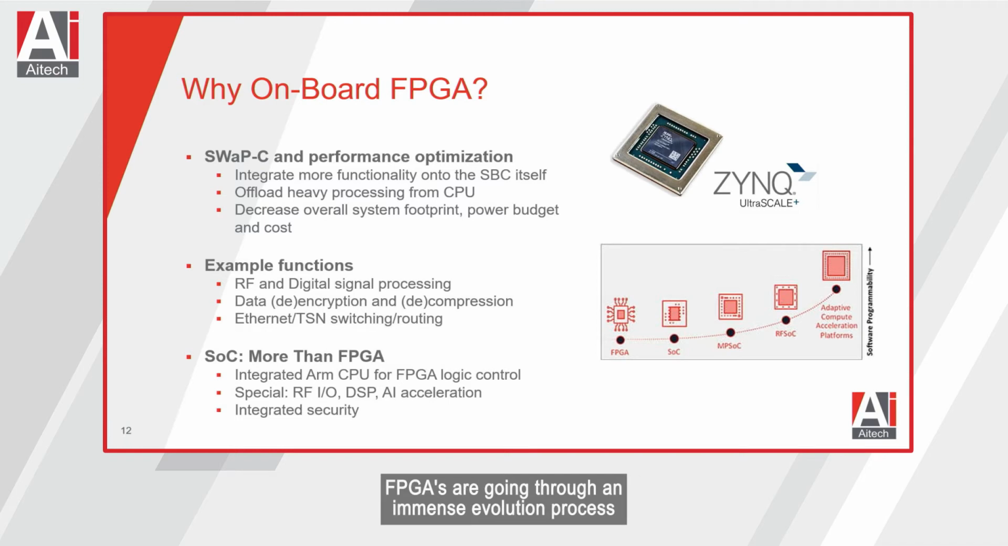FPGAs have been going through an immense evolution process during the last several years. Besides the ever-increasing logic and memory densities, they provide internal ARM CPU cores, making a true system on a chip. These internal CPU cores also allow offloading of FPGA control functions from the main CPU. Specialized integrated hardware functions like analog RF I/O and processing are now also part of the innovative FPGA SoCs within the Xilinx RFSoC product line. And these functions are fundamental for some military applications like radars.